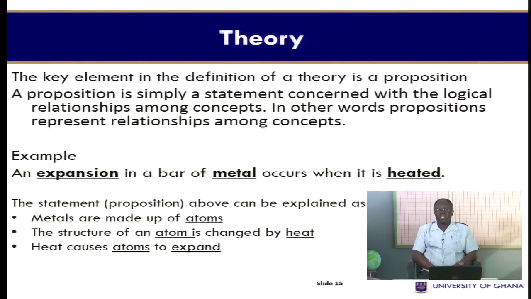Take note that the key element in the definition of a theory is a proposition. A proposition is simply a statement concerned with the logical relationship among concepts. What we are trying to say is that propositions represent relationships amongst concepts. So for there to be a proposition, there must be concepts.